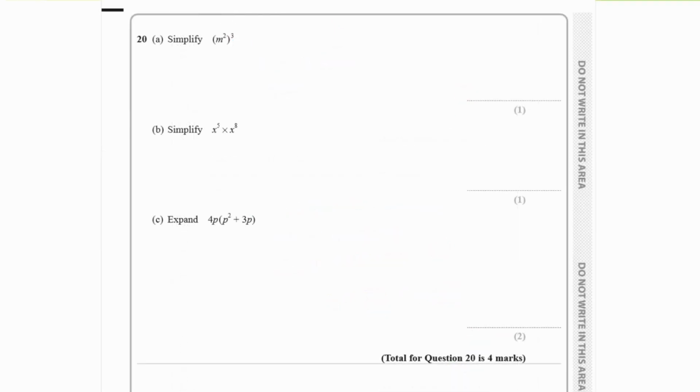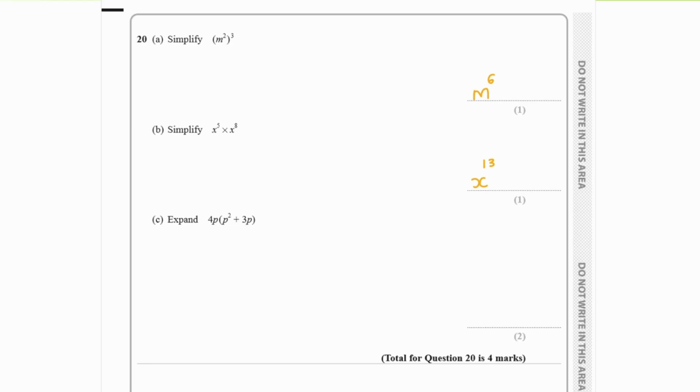Question 20. Part A, simplify m squared to the power 3. So whenever we have a power outside brackets, we have to multiply the powers. So if we do 2 multiplied by 3, that gives 6. So the answer will be m to the power 6. Part B, simplify x to the power 5 times x to the power 8. And whenever we're multiplying numbers with indices, we have to add the powers. And so if we add 5 and 8, that gives x to the power 13.